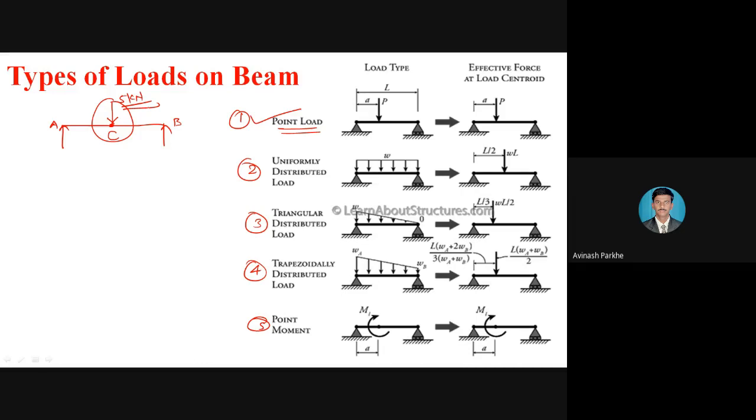Means the load which acts at a point on the beam. Where this particular 5 kilonewton load is applied, it is applied at this particular point C. The load which acts at a point on the beam, that particular load is called a point load.